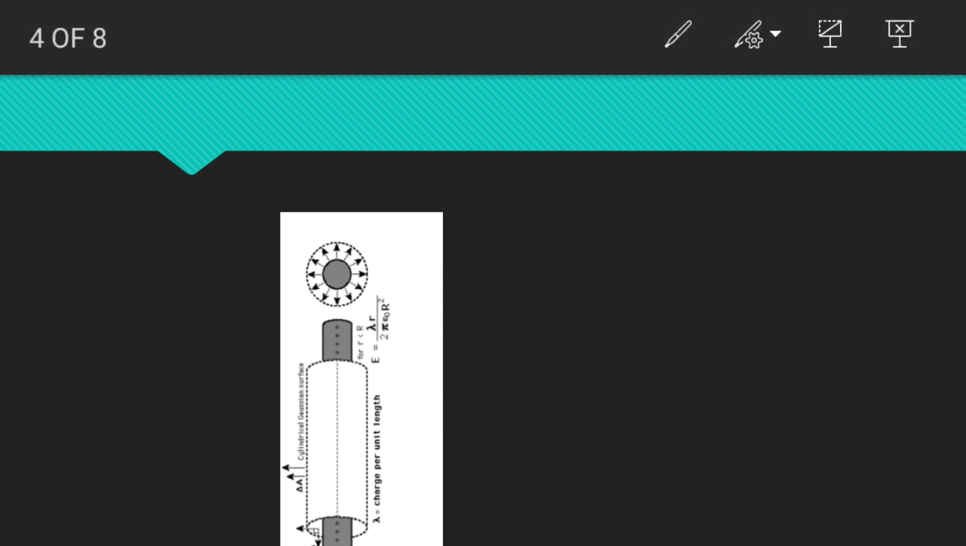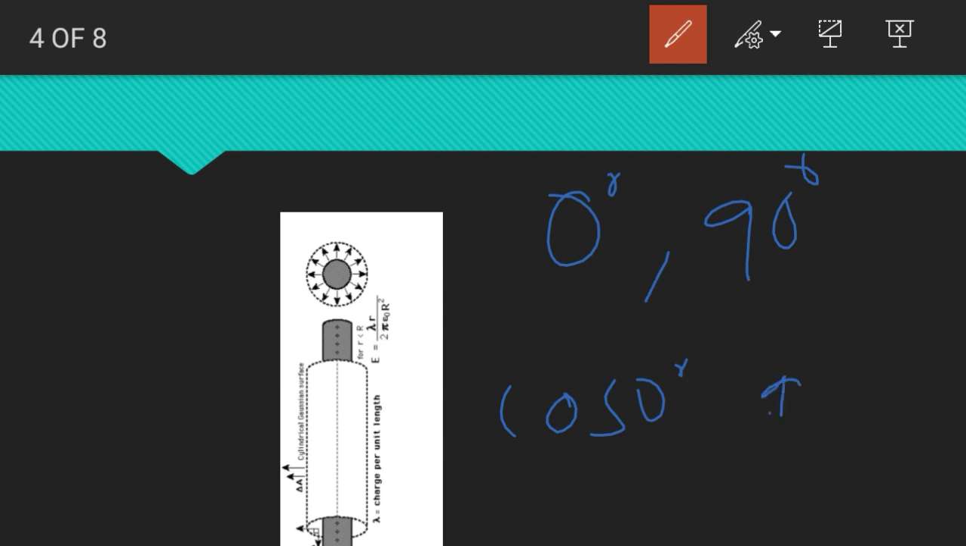Now we shall choose a Gaussian surface in such a way that all the lines of force are passing through the surface either at 0 degree or at 90 degree, right? So that we know the value of cos theta. It will be simply cos 0 or cos 90, right? So we shall choose a Gaussian surface in which all these lines of force will pass through that surface either making a 0 degree with that surface or making 90 degree with that surface.